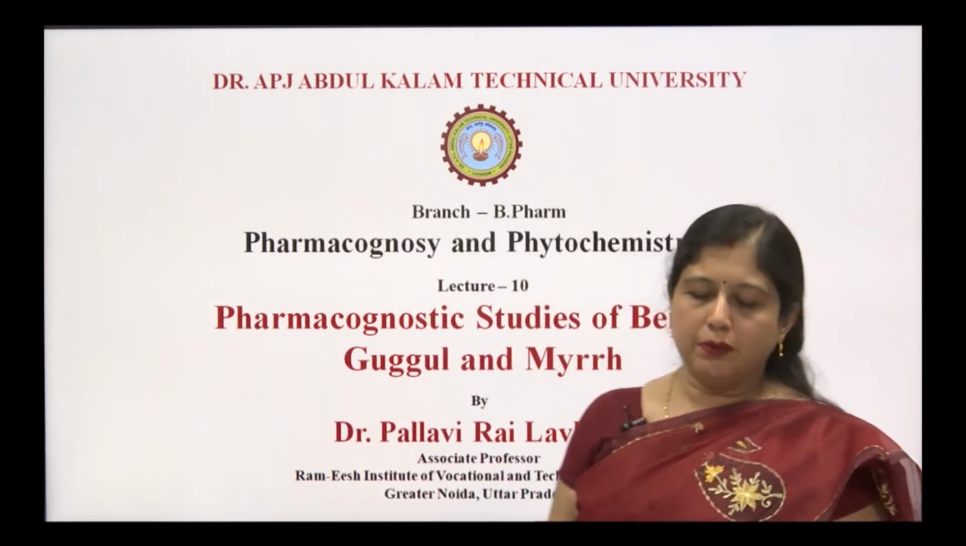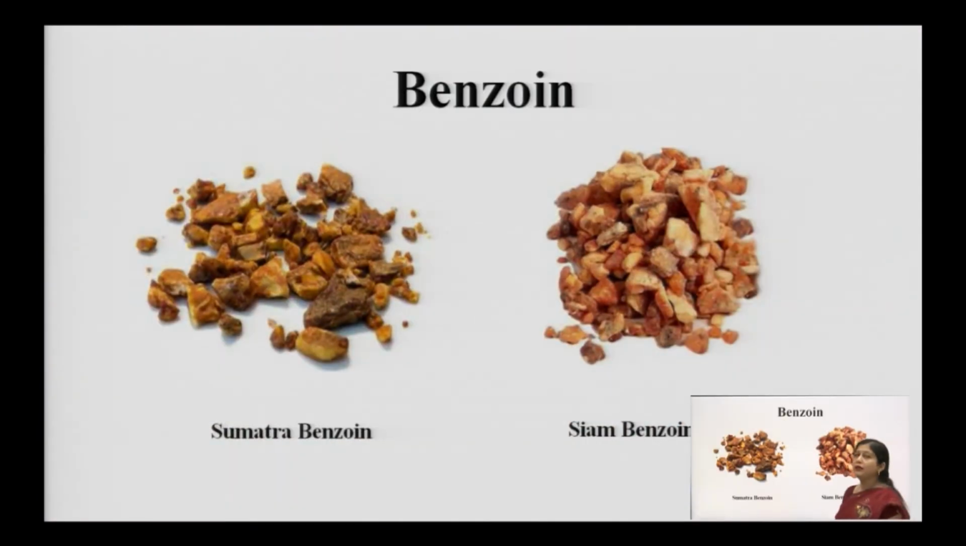So we will start with benzoin first, and it is available in two forms. One is known as the Sumatra Benzoin and the other is known as the Siam Benzoin. This is because they are produced from two different varieties of the Styrax species, and they also have slight variation in the chemical constituents and properties.